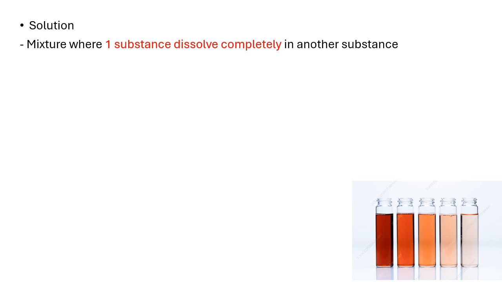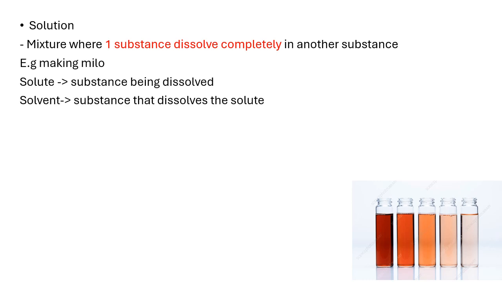Okay, so a solution. What is a solution? A solution is a mixture where one substance dissolves completely in another substance. What do I mean by this? For example, you make Milo. Your Milo powder is dissolved in hot water. This forms your Milo that you drink every day, and this is a type of solution.